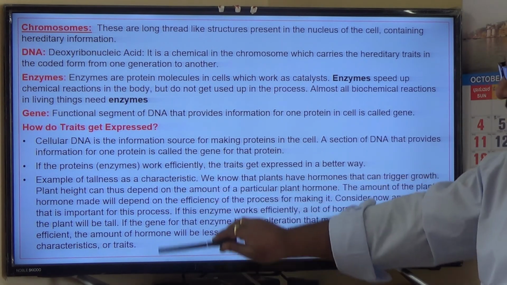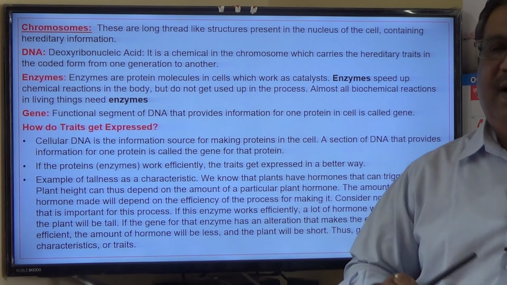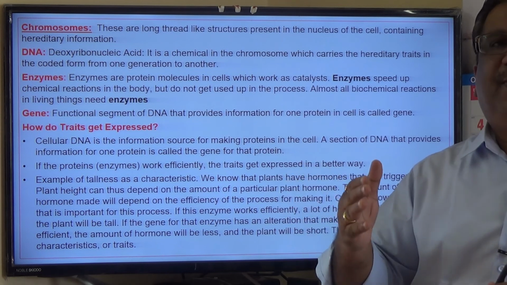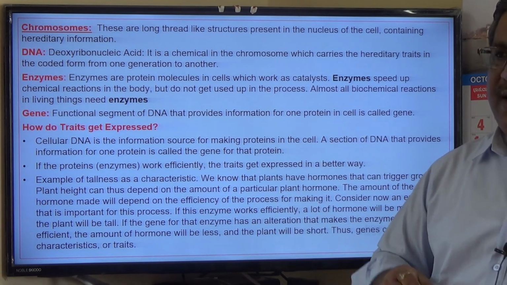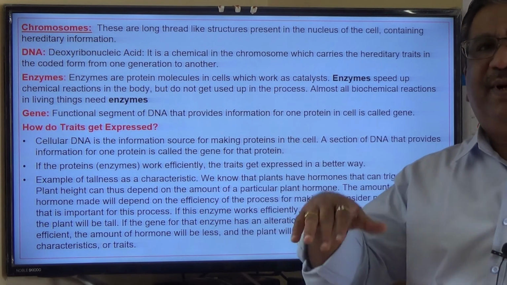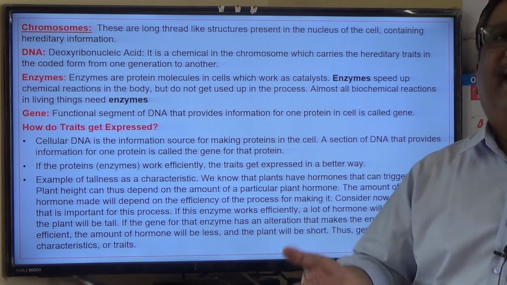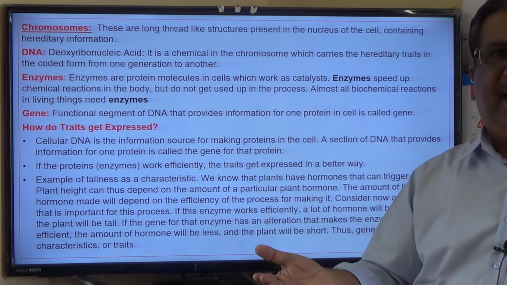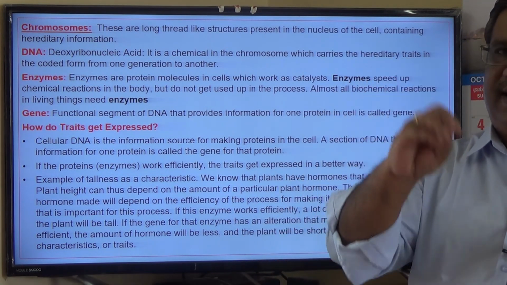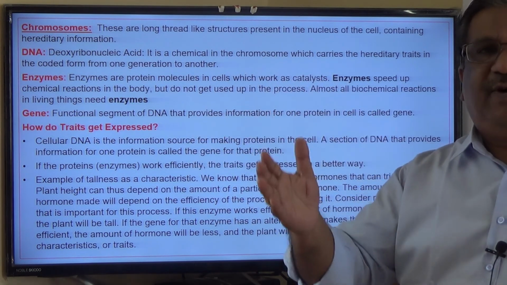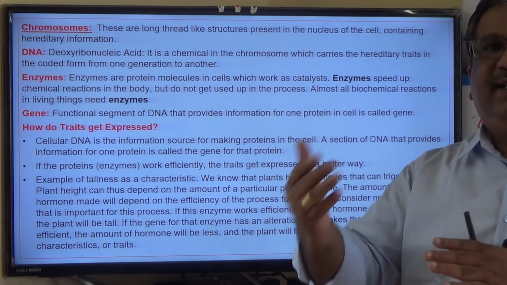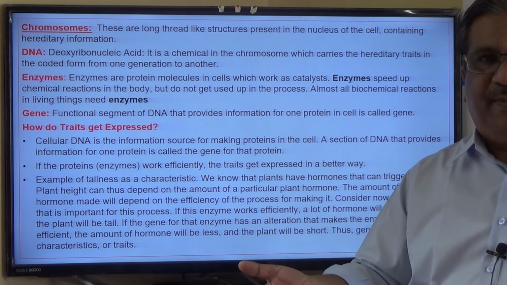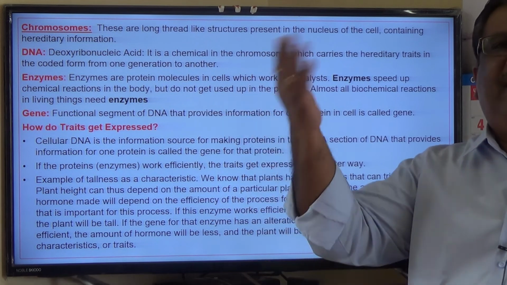Here, in a nutshell, height is one of the characteristics. Height depends upon the plant hormone secreted. The plant hormone secreted again depends upon the enzymes, or the protein molecules, and a gene controls the enzyme. So if the gene has such an information source that the enzymes work efficiently, then more secretions can take place, more hormones can be produced due to biochemical reactions, and the plant grows taller.